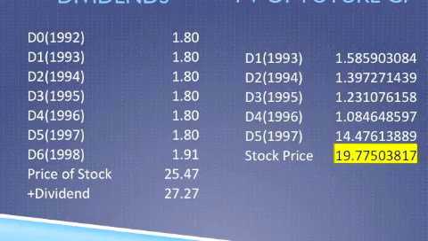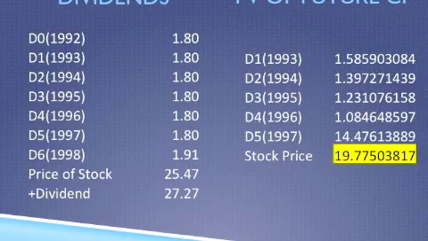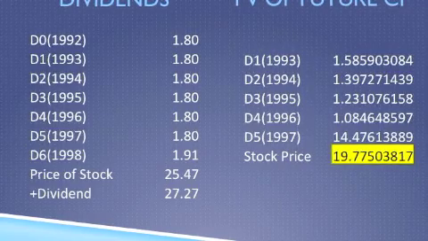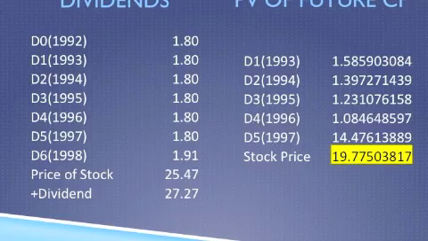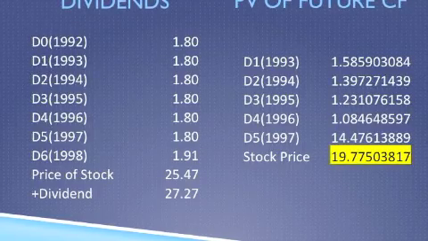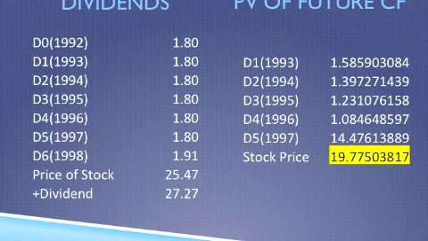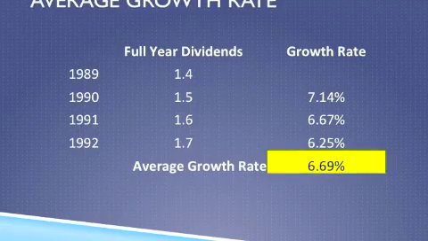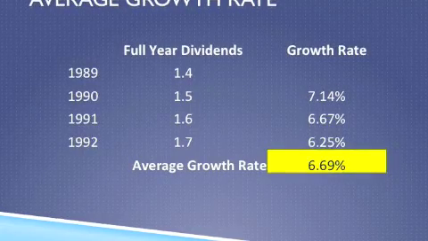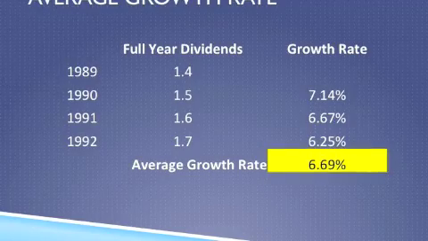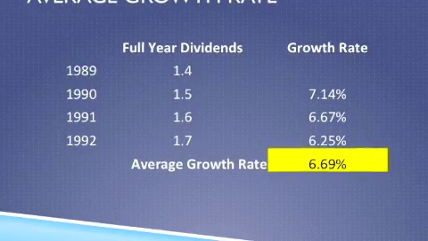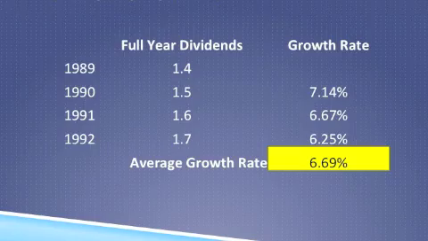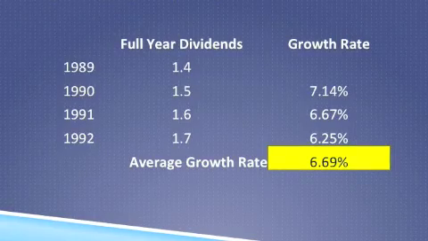Then you have to calculate the present value of the future cash flows that were found in the table labeled dividends. The sum of these future cash flows gives you the stock price, which is lower as assumed since the future cash flows have decreased. The full year dividends were given by the Value Line information. The growth rate each year must be calculated next. Once you find the growth rate for each year, you add up the growth rates throughout the years and divide by 3. This gives you the average growth rate of 6.69% as shown.